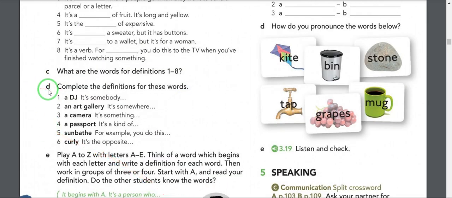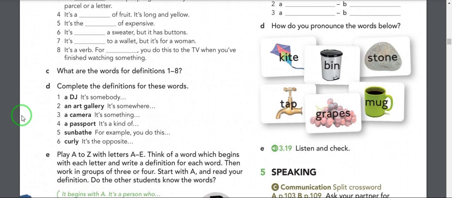And here you need to complete the definitions for these words. A DJ, it's somebody who, and so on. An art gallery, a camera, a passport, and sunbathe, curly, etc.